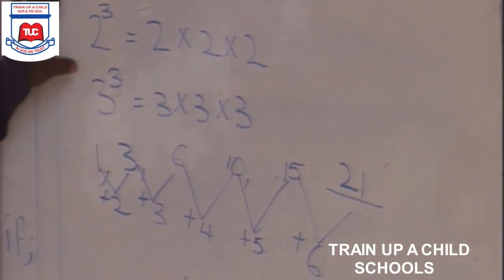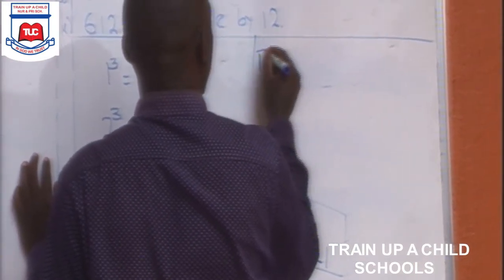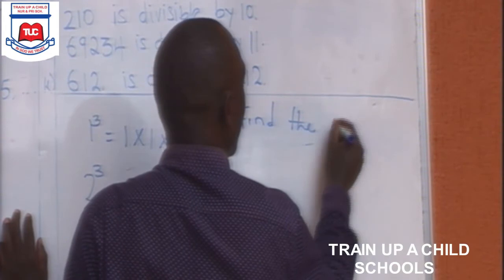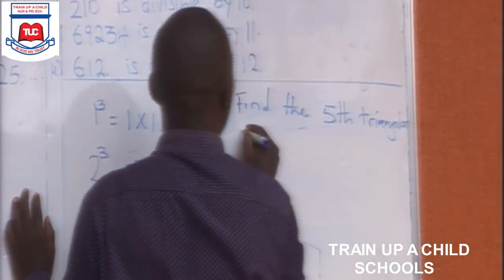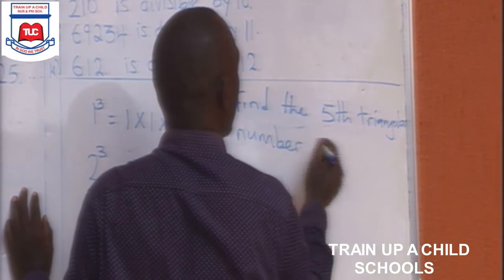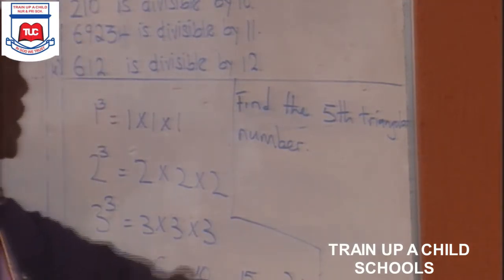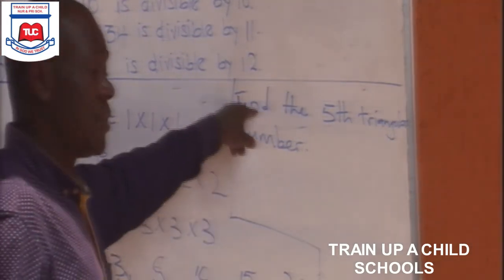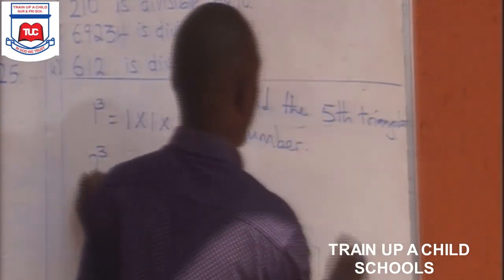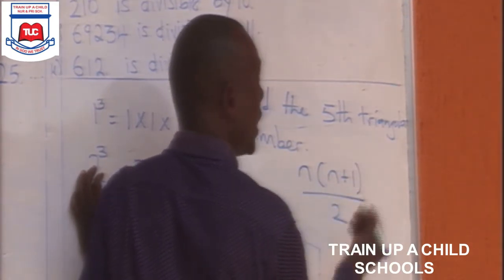But triangular numbers have another formula of how you can get them. For example, one would be asked to find the 50th triangular number. Of course, you may use the pattern, but it's better to use a formula. They are the only ones that have a formula when you have a question like this one. Find the 50th triangular number. You say the number into the number plus 1, then divide the result by 2.